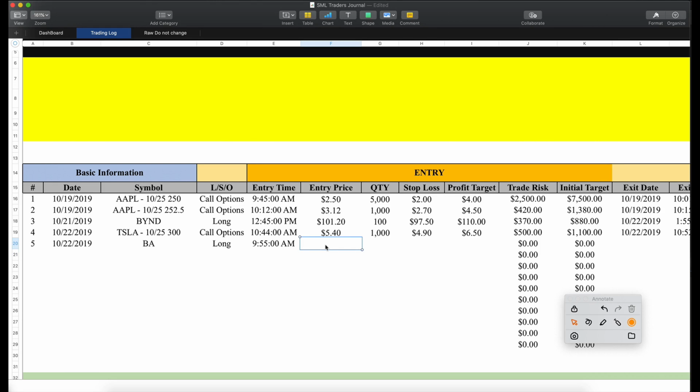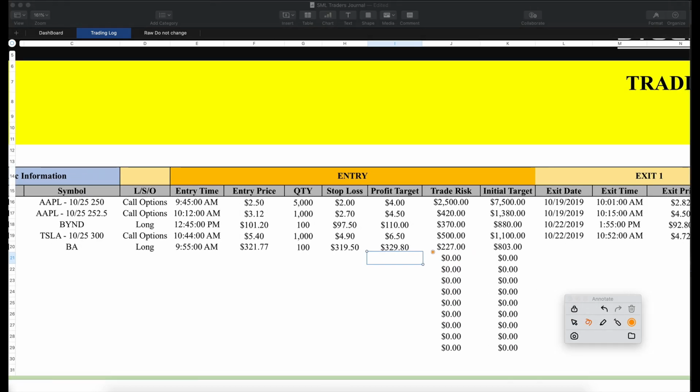What was my entry price? My entry price was, let's say, 321.77. How many shares? 100 shares. What was my stop loss? 319.5. What was my profit target? My profit target was 329.8. Right? Now, obviously, on paper, this looks phenomenal. I'm risking $227 to potentially make $803. Okay?